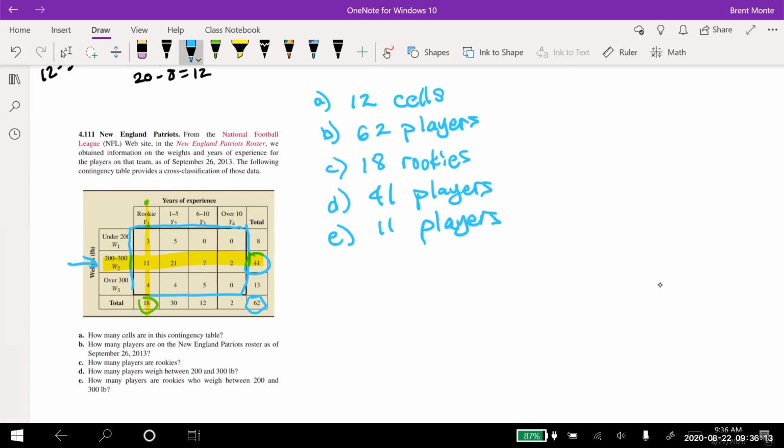And so it's pretty easy to read these contingency tables. They're not bad at all. So what I'm going to do is I'm going to jump into the next section.